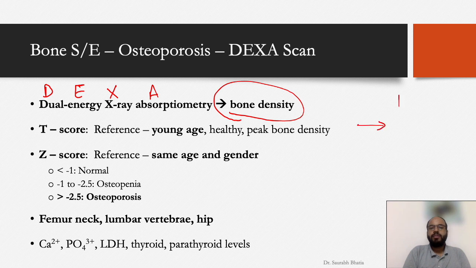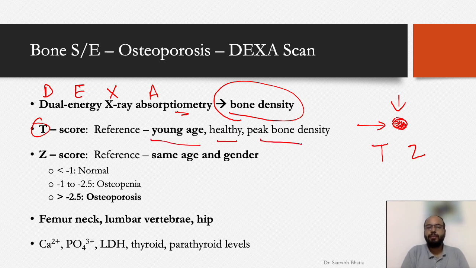Dual means two different beams of X-rays are passed through the body, and depending on the relative absorption by the tissue, how much X-ray is absorbed and how much is reverted back to the sensor, you get two scores. You get T scores, you get Z scores. In T score, the bone mineral density of the patient is compared with a young, healthy person who has the maximum bone density.